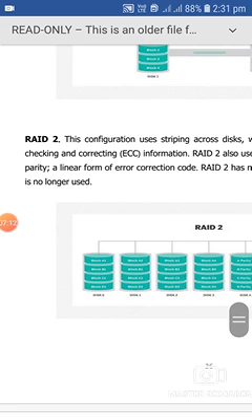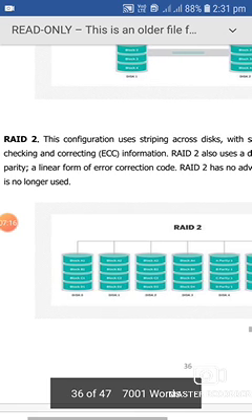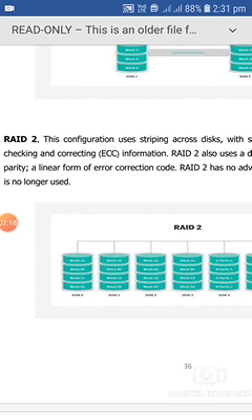ஸோ நெக்ஸ்ட் we are going for RAID 2. ஸோ இது வந்து டயக்ராமில் பார்க்கலாம் நீங்கள் RAID 2ஓட டயக்ராமு. The configuration uses striping across disks. ஸ்ட்ரிப்பிங் தான் நம்ம யூஸ் பண்ணுவோம், நிறைய டிஸ்க் யூஸ் பண்ணுவோம். அது டயக்ராமில் பார்த்துக்கலாம். With some disks storing error detection and correction, அது வந்து ECCன்னு சொல்லுவோம். RAID 2 also uses a dedicated Hamming code parity. அதுலேயும் நம்ம யூஸ் பண்ணலாம் அதை.